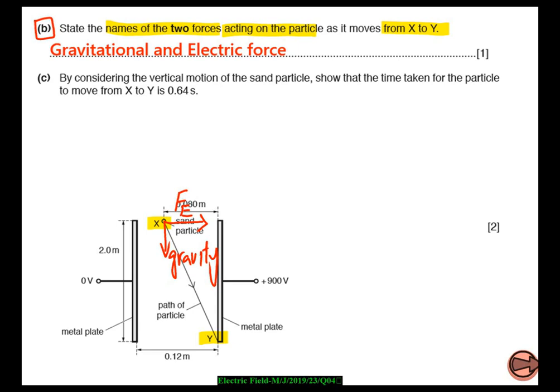So this is how we can answer, and this question has only 1 mark. If we write the names of these two forces, we will get 1 mark. So let's move on to the next part now.